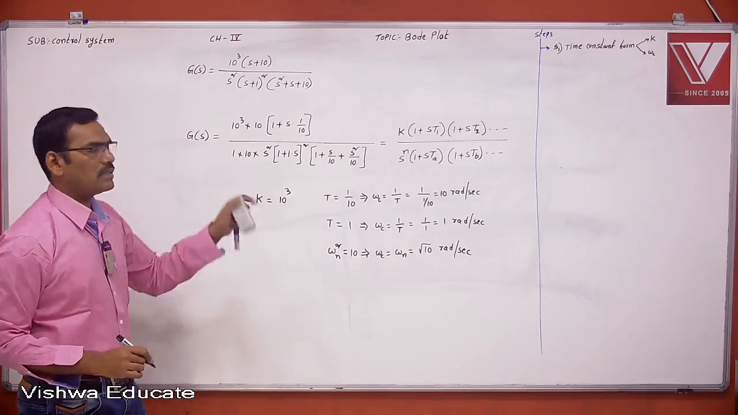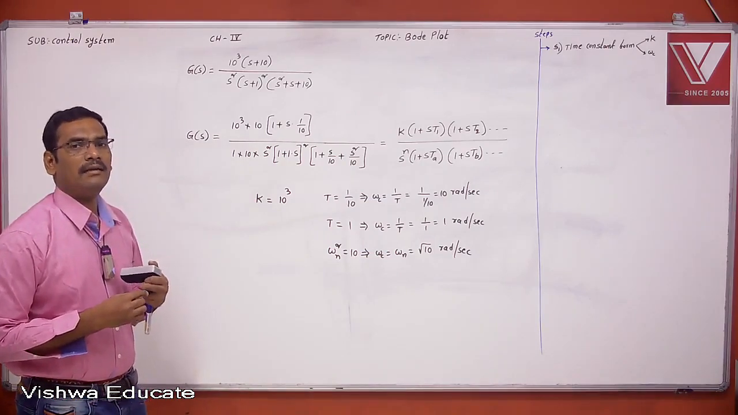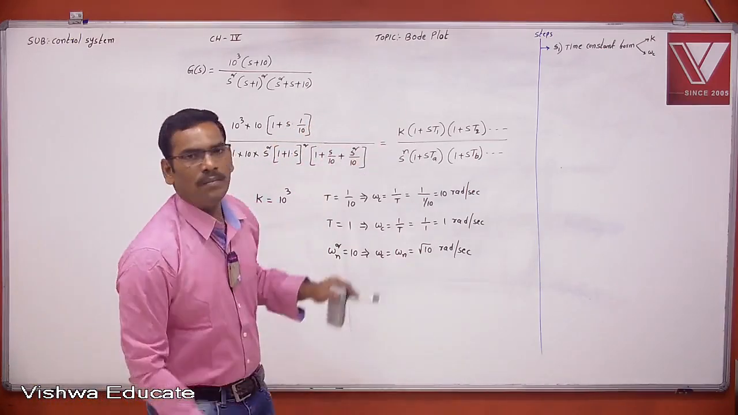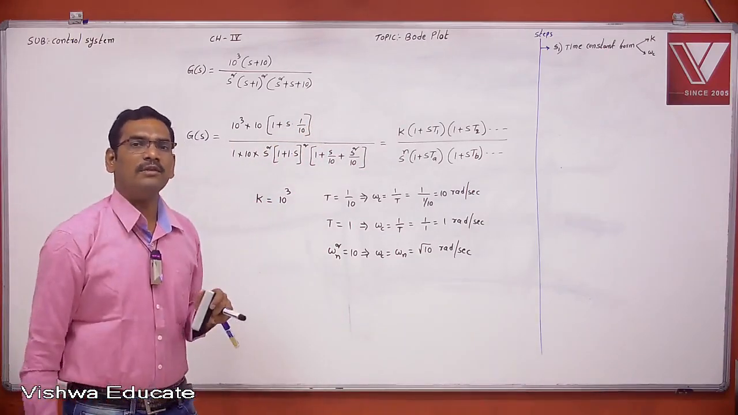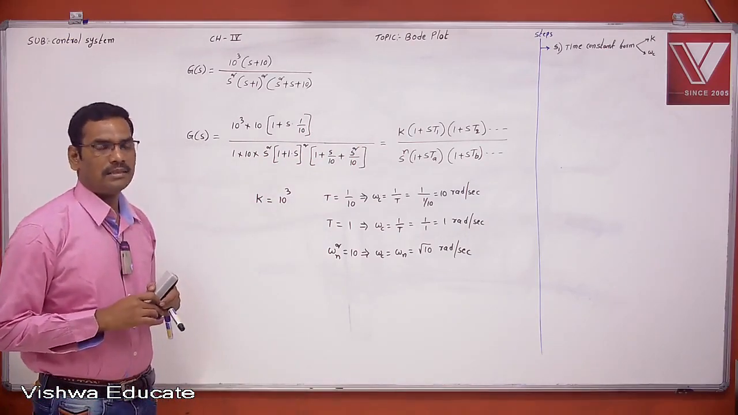Now step 1 is completed. First identify the system gain and corner frequencies by converting the given transfer function into time constant form. Now this is the result of step 1.